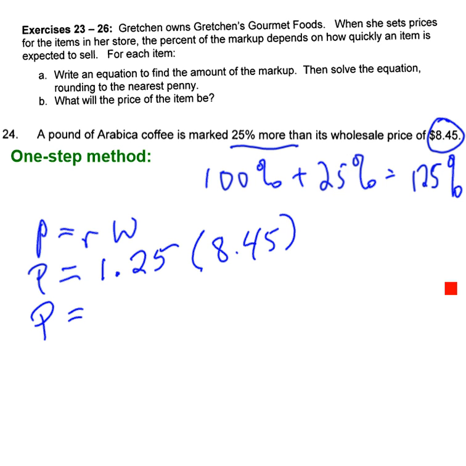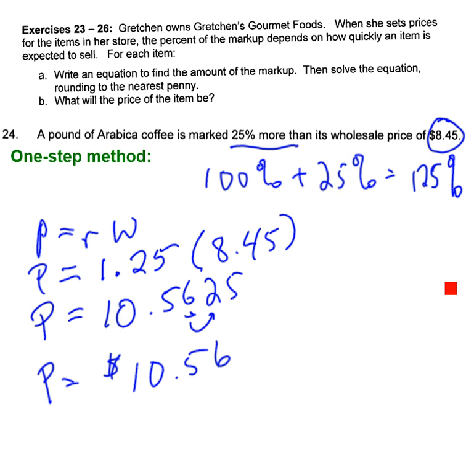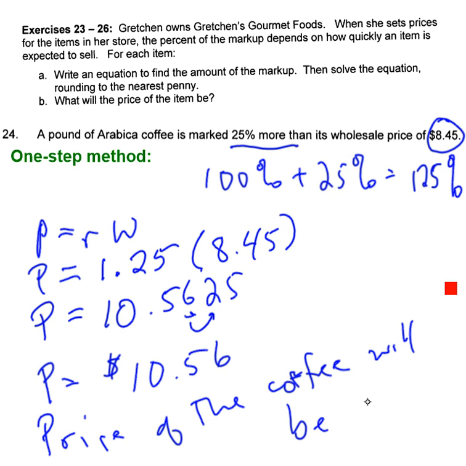My calculator says that that's 10.5625. So we want it rounded to the nearest penny. So we look at the next number over. It's smaller than 5, so it's 10.56. So the price of the coffee will be $10.56 per pound, right?